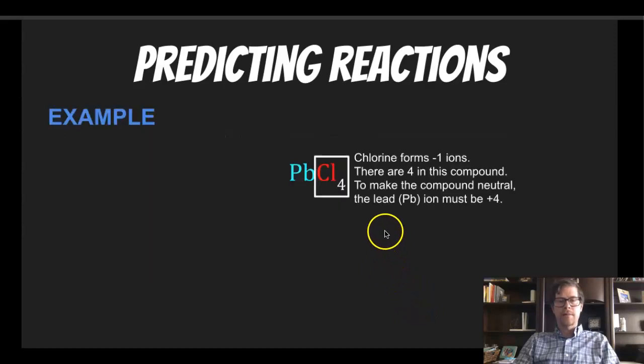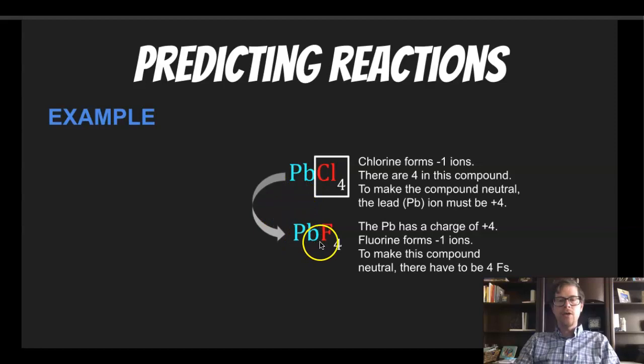Okay, here's another example, getting back to that reaction I showed you before. We had PbCl4, lead 4 chloride. Chlorine forms -1 ions. How do I know this? I know this from the periodic table. That's where chlorine is. There are 4 of them in the compound. See the 4? That means it's Cl4, so the negative charge in the compound is -4. To make the compound neutral, which all ionic compounds are, the lead ion must be +4. So I've just figured out that the charge on the lead is +4.